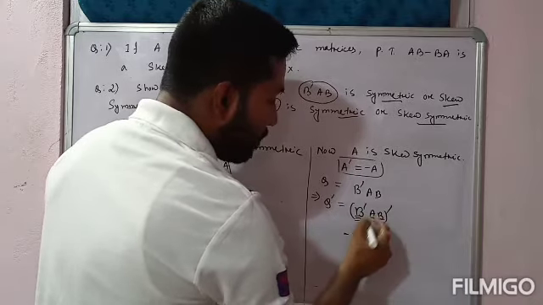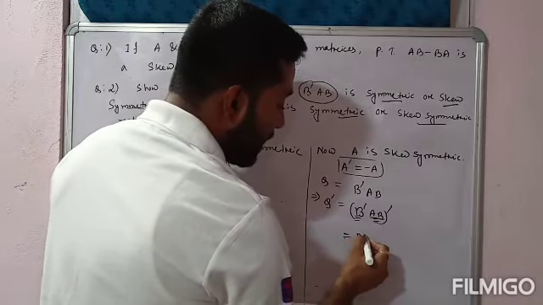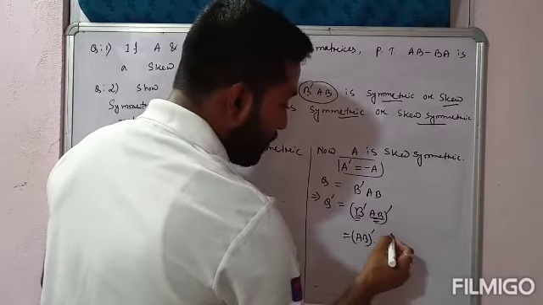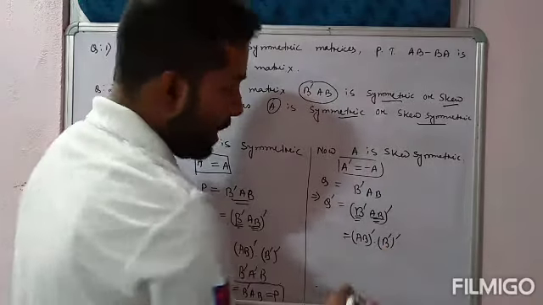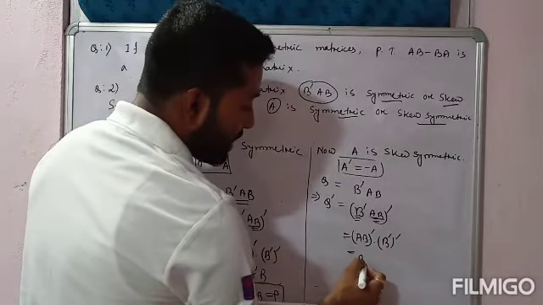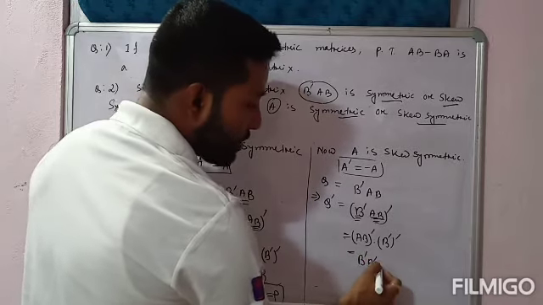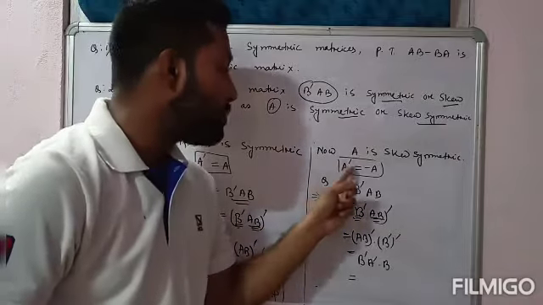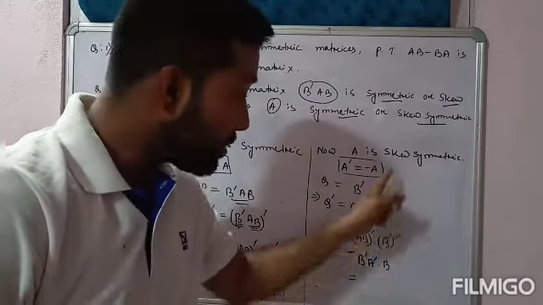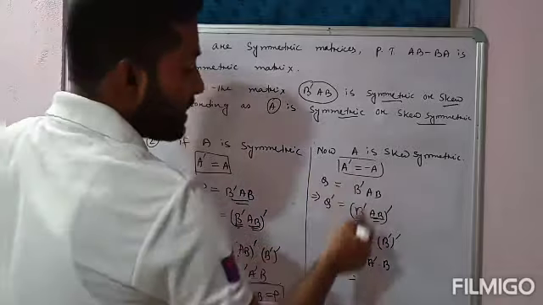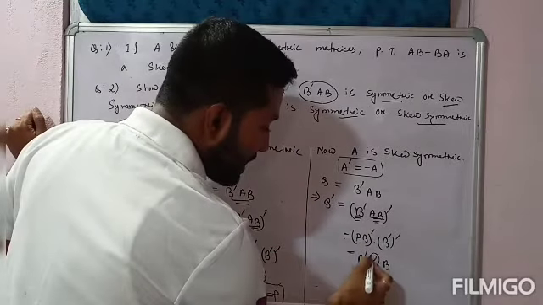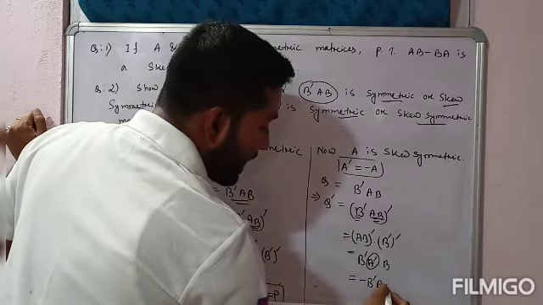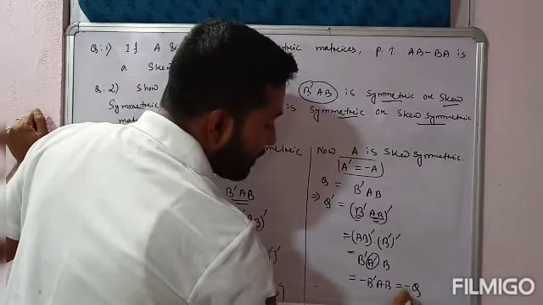So this is equal to AB whole transpose into B transpose whole transpose. Again AB whole transpose is equal to B transpose A transpose into B. Now since A transpose is equal to minus A, because it is a skew symmetric matrix, we can replace this A transpose by minus A, which means minus of B transpose A into B. This is equal to nothing but minus Q.